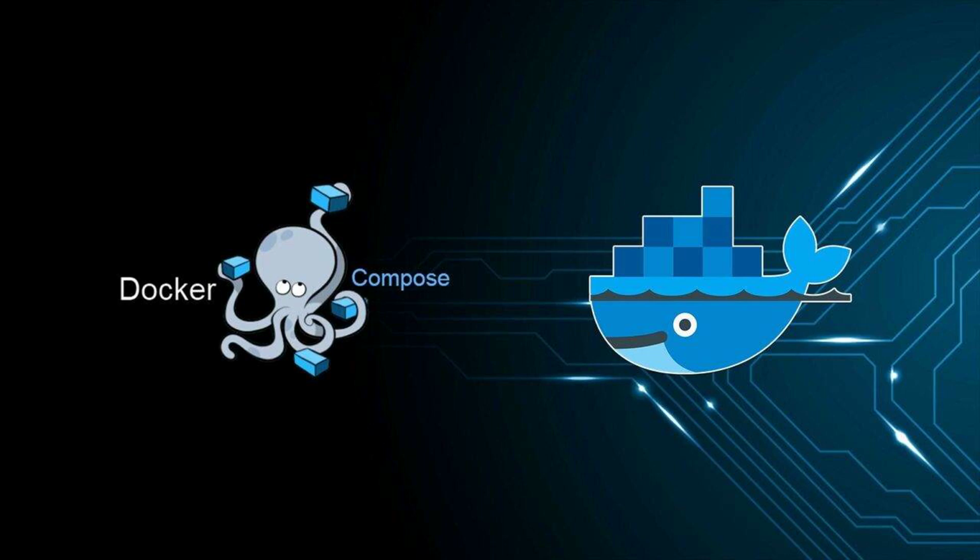7. How does Docker Compose manage communication between containers? Docker Compose creates a private network by default, allowing containers defined in the same docker-compose.yaml file to communicate with each other using service names.